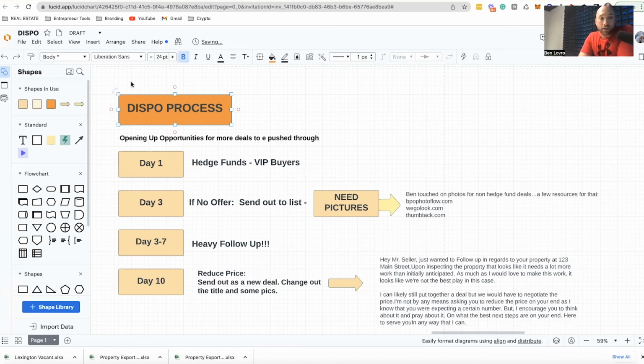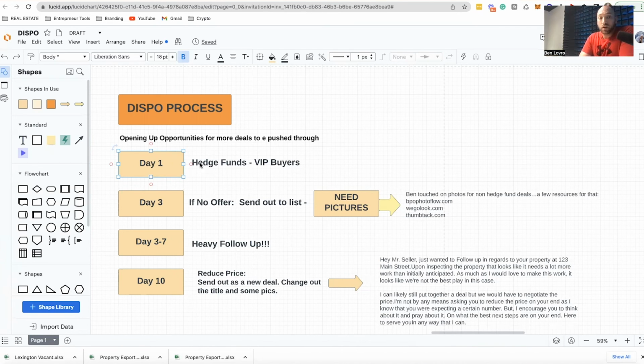Let's go ahead and pop on the screen real quick. So what you're looking at here is the dispo process. Day one, lead is received. First step from there, boom, does it fit the hedge fund or not? If so, get submitted into the system. From there, any properties that do not fit the hedge fund model, they get uploaded into the database and sent out to the email list, right?